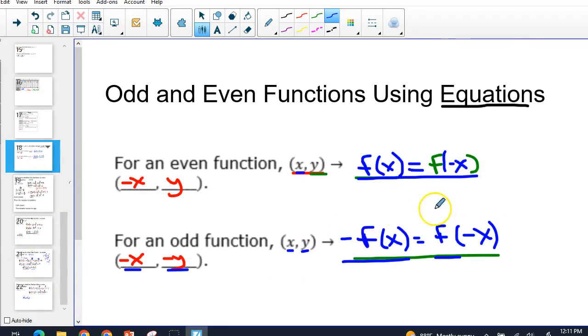Here we go. So, as a quick review, even functions: if I plug in f of negative x and we get the same function back, none of the signs change, it'll be an even function. For our odd functions, if I plug in negative x and all of the signs change, then we have an odd function. The way we say that in function notation is f of x is equal to f of negative x for our even functions. And for our odd functions, we have negative f of x is equal to f of negative x.